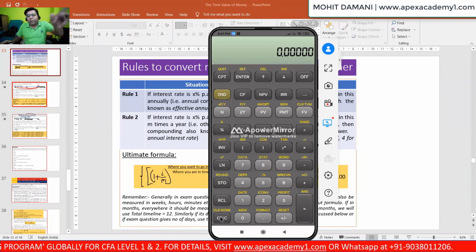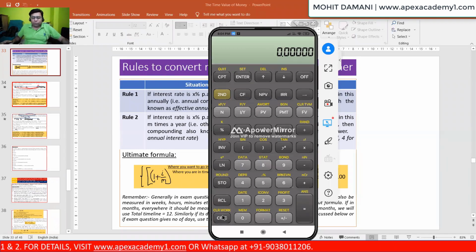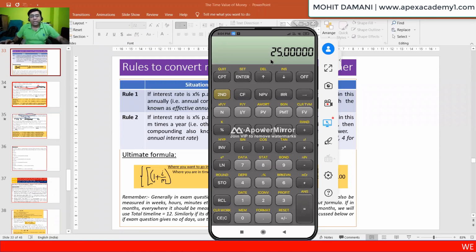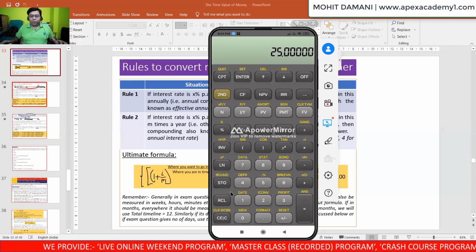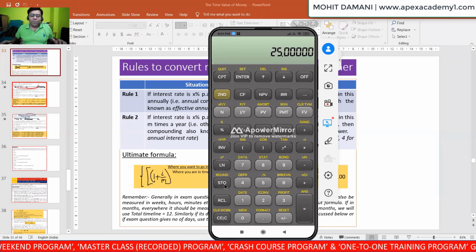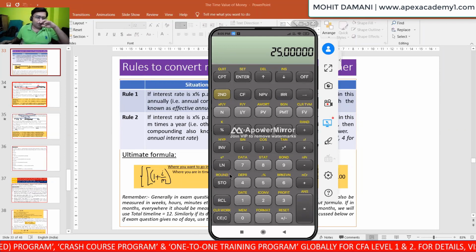Suppose I want to perform a calculation with both. How will I do that? Recall 1 plus recall 2 equals 25. This is how the numbers are stored. Suppose you are performing a lengthy calculation, and in the CBT format they give a rough sheet, but suppose the rough sheet is not given, or you don't want to write on the rough sheet. In that case, you can use this function.